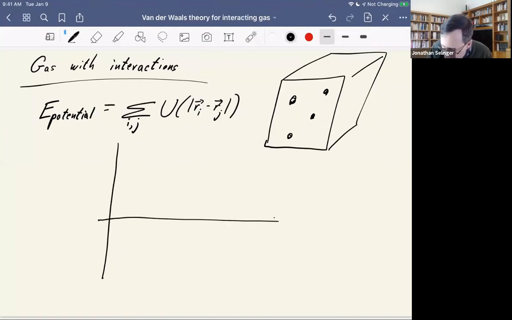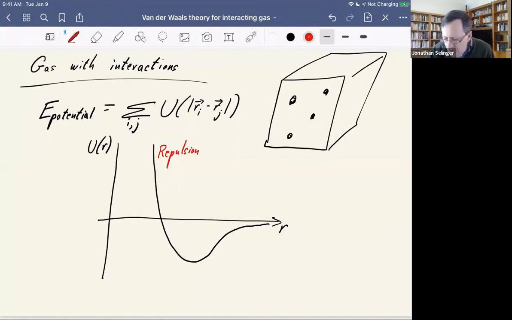So if we look at the interaction U as a function of the distance between the molecules r, it generally has a shape something like this. That is to say that when the molecules are extremely close together, there is a repulsion. So there is some minimum separation between the molecules. If you try to push the molecules together, at some point they overlap and they can't go together anymore.